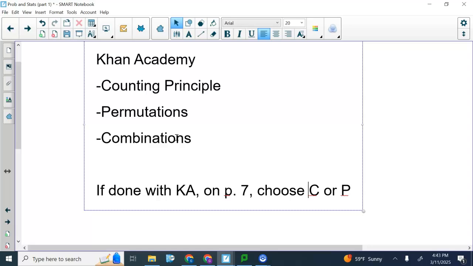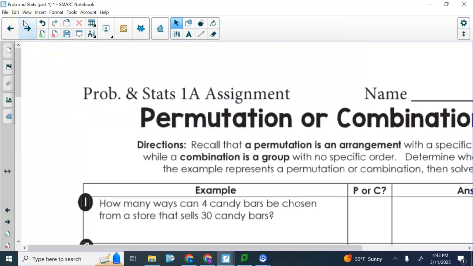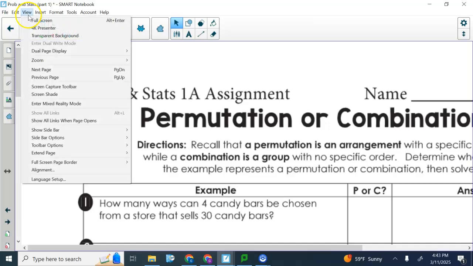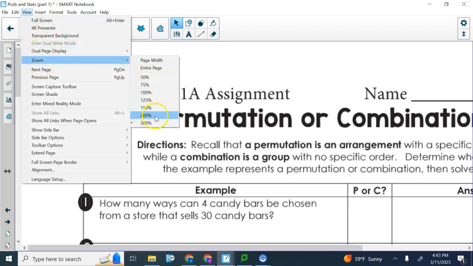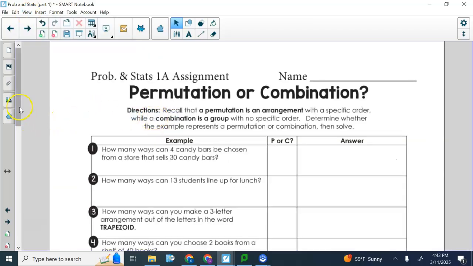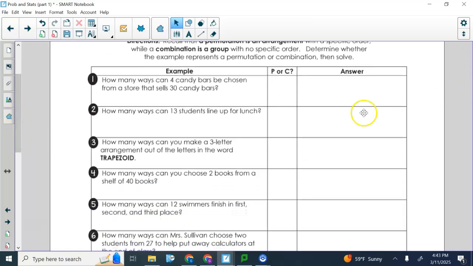So I'll go look at that assignment here real quick, just to show you guys what I mean. Okay, so if I go to that page 7, looks like this. So what I want you to do, you don't have to find the answer yet. We'll work on that the next day, but just figure out, is it a permutation or a combination? Does order matter, permutation, or not matter, combination?